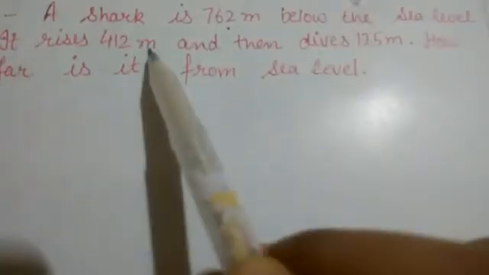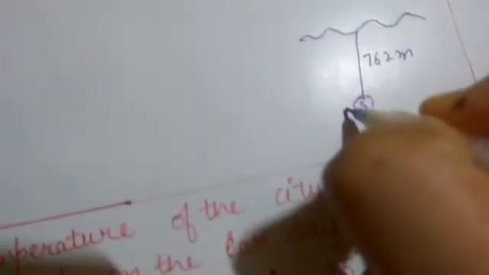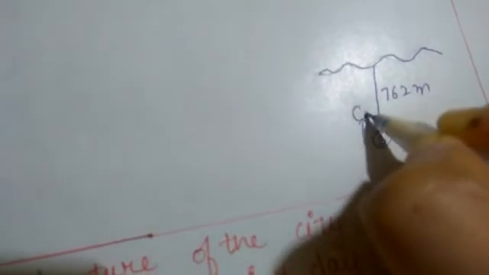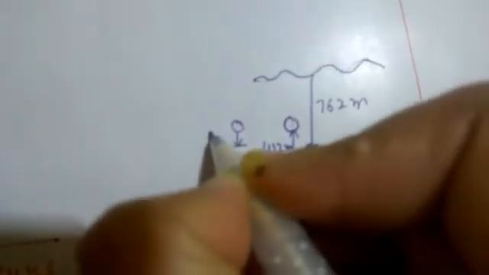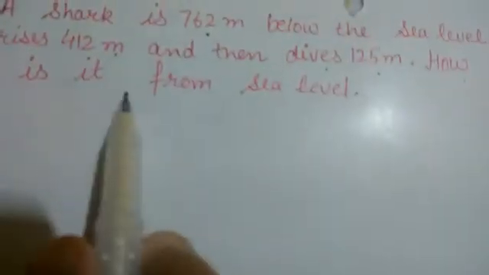Next line written, it rises 412 meters, means it goes upper side, and the distance between this is given to us, 412 meters, and then dives 125 meters. Dives means goes downside. Now the shark is firstly here, now it goes downside 125 meters. We want to calculate how far it is from the sea level, means I want to calculate the distance between this and this point.